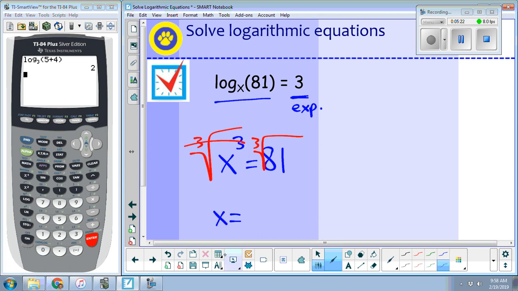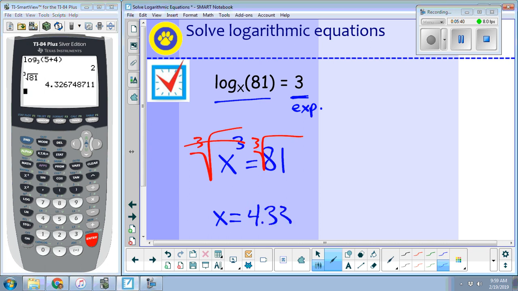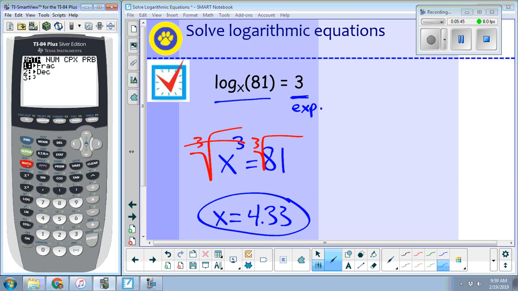And x is equal to, if you don't know the third root, you type 3. Head to the math menu. There is a third root, but I already hit the 3, so I'm going to go to just the root button. The third root of 81 is 4.33, we can round that to the hundredths place. And let's go ahead and check it by plugging in. Math menu, log base 4.33, remember we rounded that, of 81. Does it get us to about 3? 2.998, yes it does.